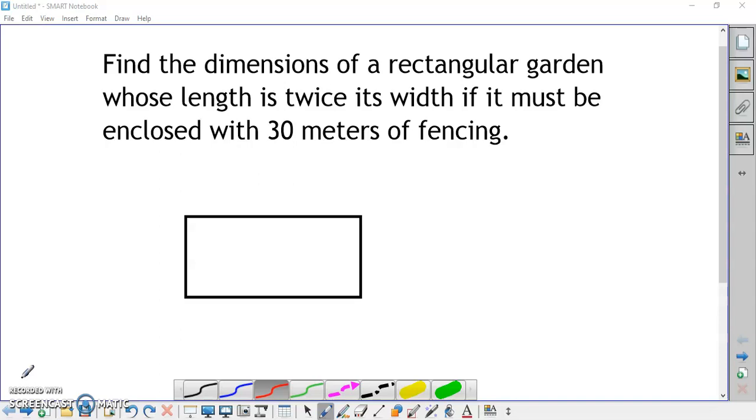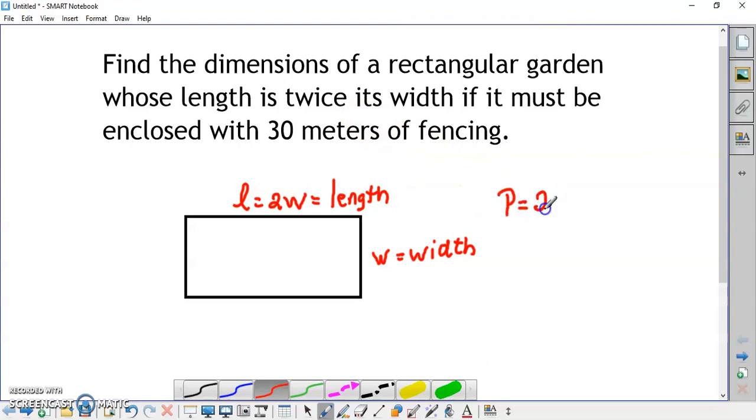First of all, let's let W be the width. If I want my length to be twice my width, my length will be 2W. My perimeter fencing will be around the outside of the garden. The formula for perimeter is 2 times the length plus 2 times the width. Therefore, in this problem, P equals 2 times 2W plus 2 times W.